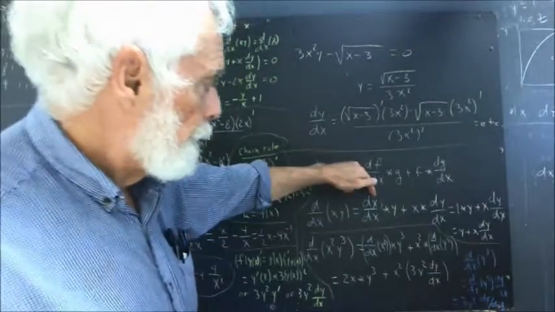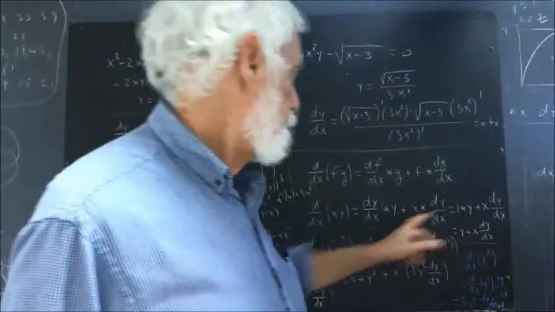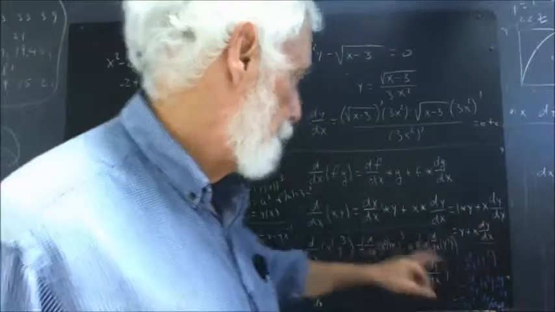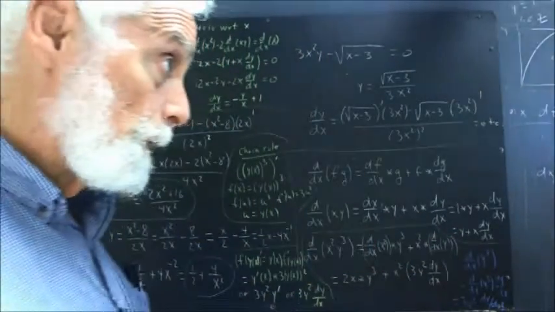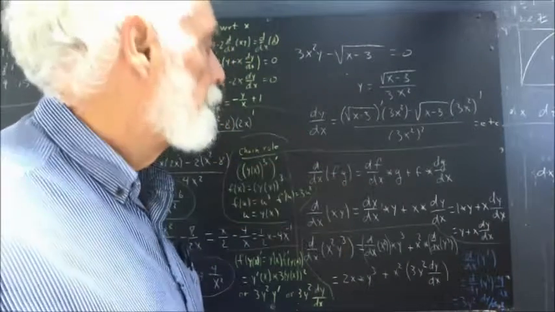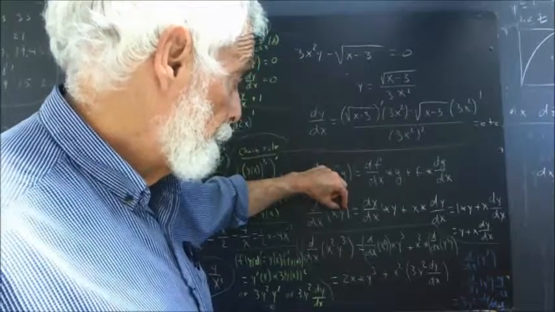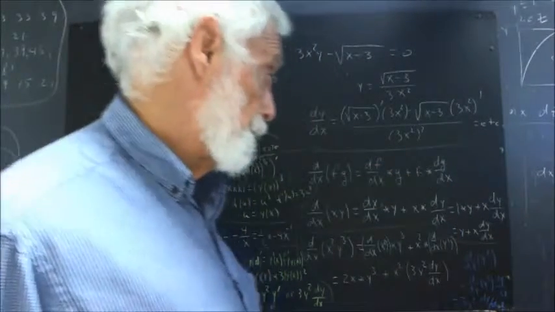Now, the derivative of x with respect to x is just 1. So we have here the derivative of x with respect to x times y is just 1 times y. Well, that's just y, and that's what we get from the first part of the product rule, the derivative of this multiplied by this. The second part is this multiplied by the derivative of this, x multiplied by the derivative of y with respect to x.